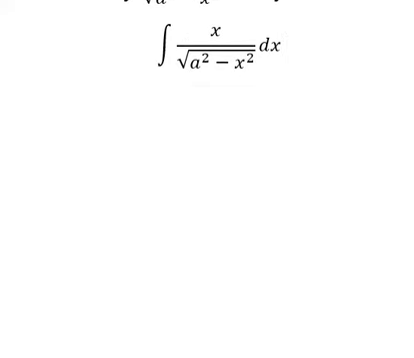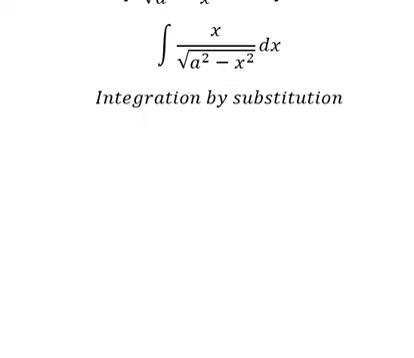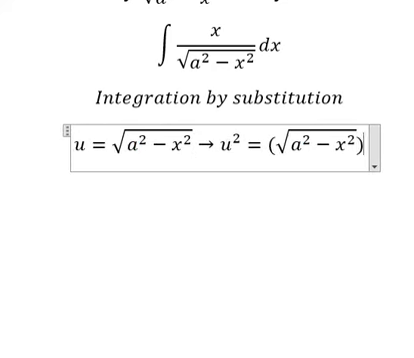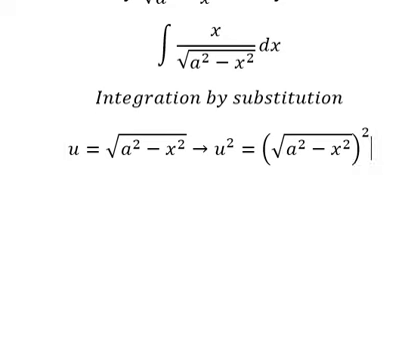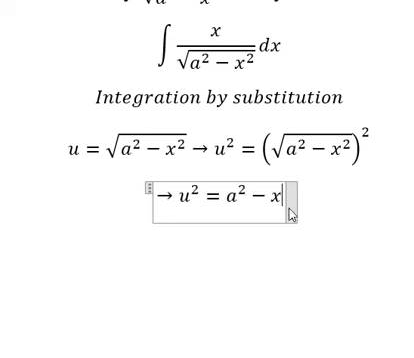So we can use integration by substitution. So I will put u equals this one. Later, we square both sides to cancel the square root. So this one we have a square minus s square.